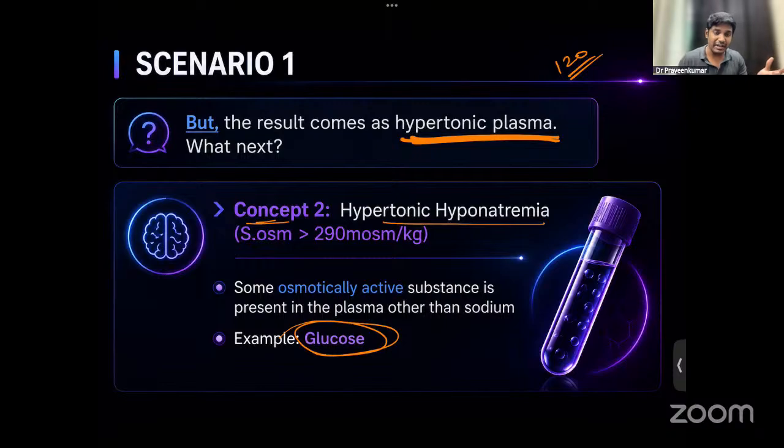We do know the formula, right? Glucose by 18 is also a contributor. It is not a major, it's a minor contributor to the tonicity. For example, if we take a case of DKA, diabetic ketoacidosis, sugar is going to be 600. 600 is extremely high, and the 600 will increase the plasma tonicity, right? Very simple. So that is the concept of hypertonic hyponatremia, which occurs in conditions where there are other solutes present in the plasma, like glucose.